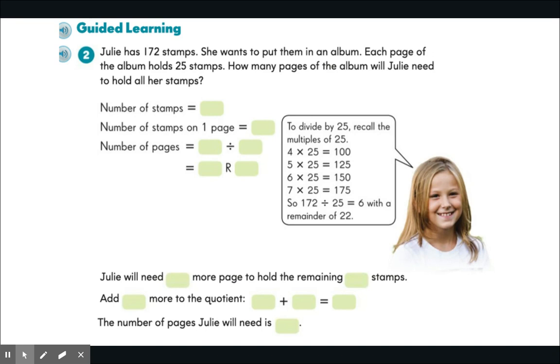You'll do a similar thing on this guided learning problem about Julie and her stamps. So you'll figure out that when you figure out her total number of stamps and the number of stamps on a page, and you divide those, you'll have a remainder. So you'll need to add an additional page.